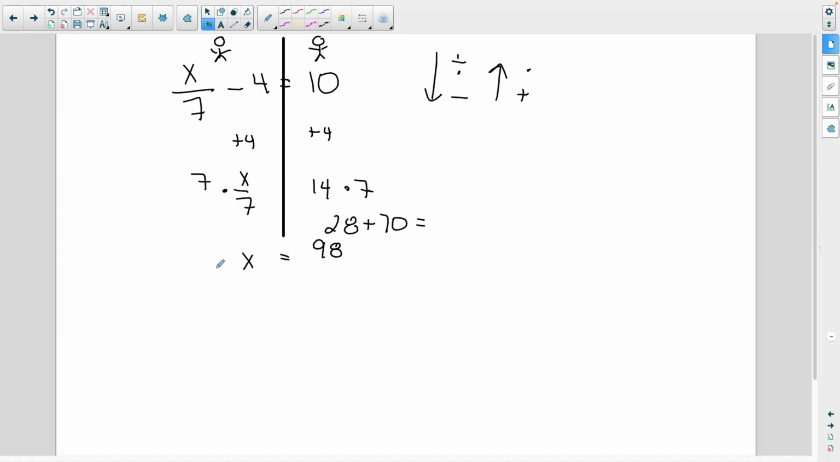So it's just simple two-step equations. And I'm going to have some more word problems in the second video. Give this a shot.